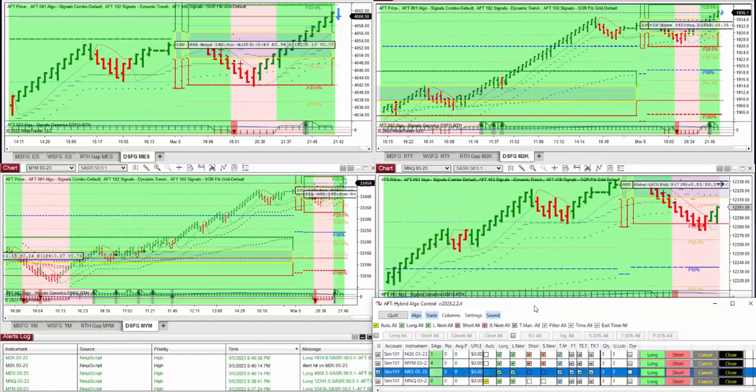Just getting used to the hybrid algo control center here, being able to turn markets on and off and turn directions, long or short, on and off. We'll continue to play with this, work on this, and improve this. Obviously more updates coming.